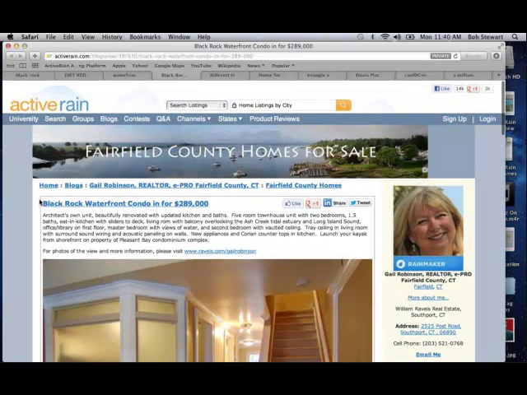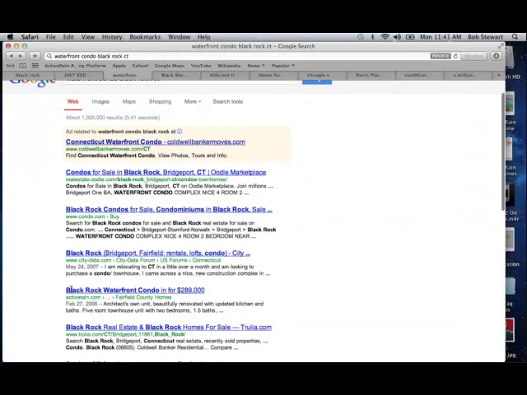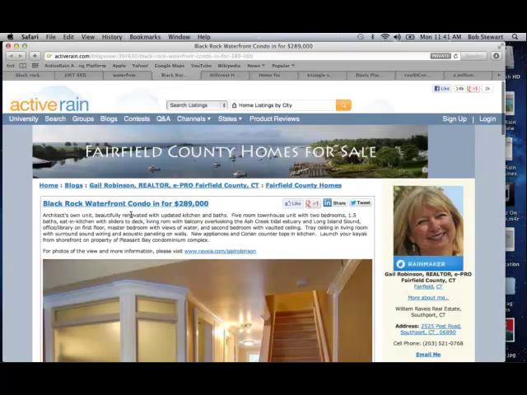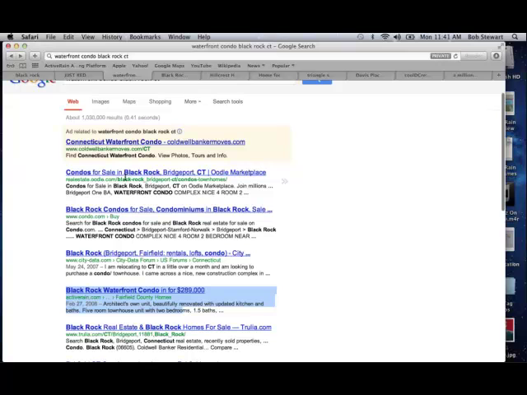What she's done is she said, hey, this is a Black Rock waterfront condo. So if somebody was looking for a waterfront condo in Black Rock, Connecticut, her post shows up down here. Black Rock waterfront condo. Awesome. So then I want to get in here and say, well, hold on, did she do the right things to make sure it shows in the first position, or the third position even, as opposed to the fourth position?